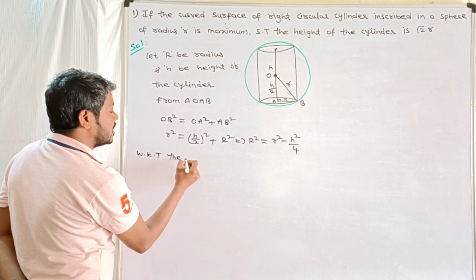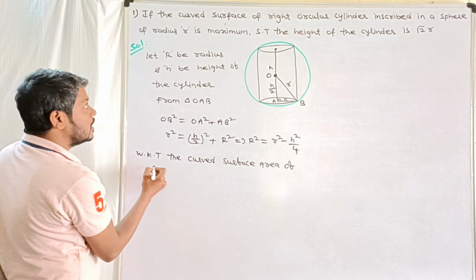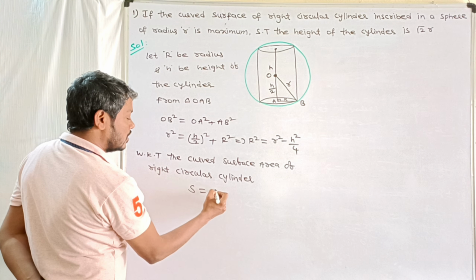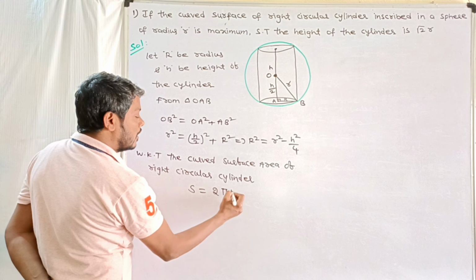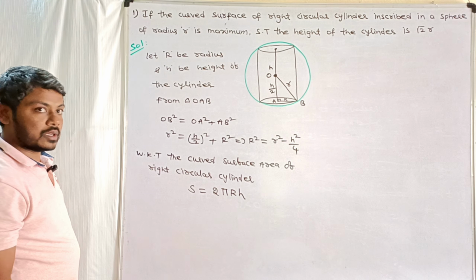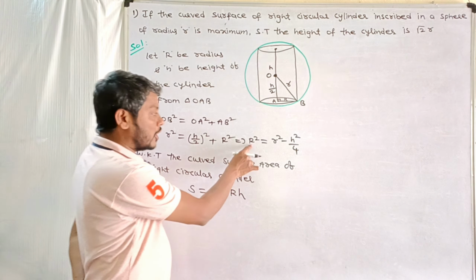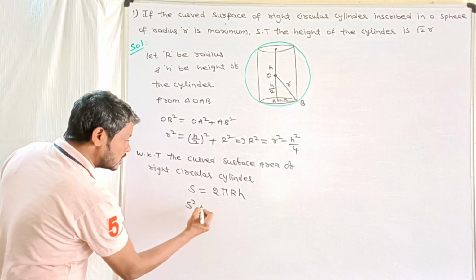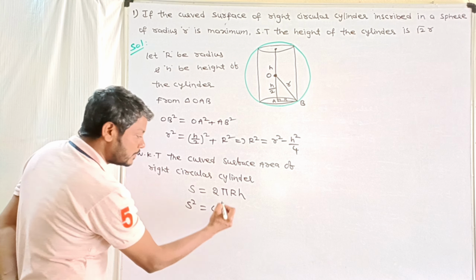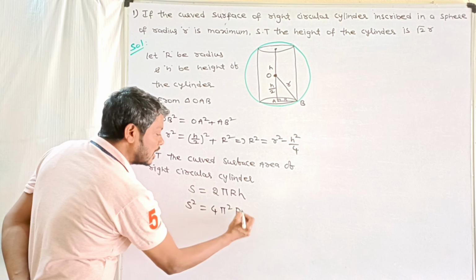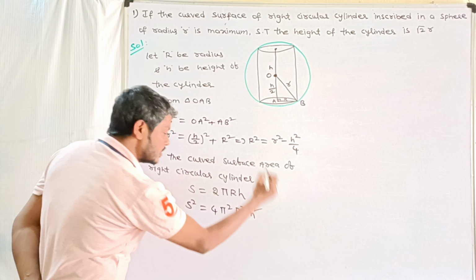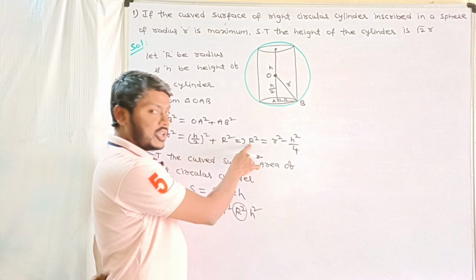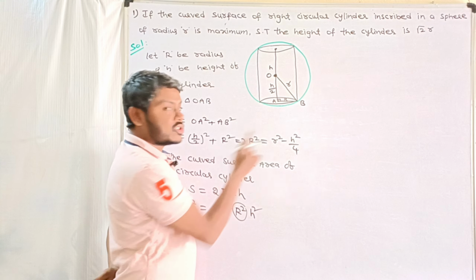So here we know that the curved surface area of a right circular cylinder S is equal to 2 pi R h. Now here we have the capital R square value. So we can square on both sides, that is S square is equal to 2 square, 4, and pi square capital R square and h square. And substitute the capital R value. Since what is the capital R square value? Small r square minus h square by 4.